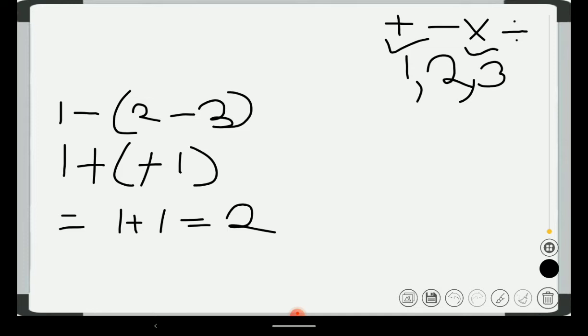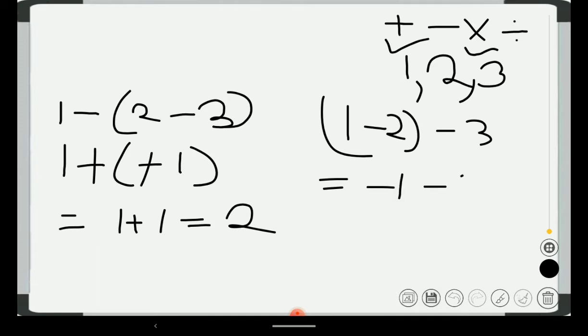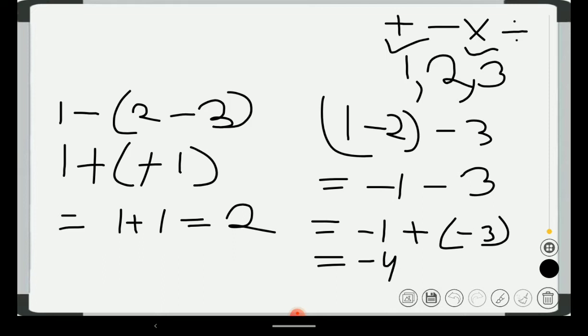And 1 minus 2 minus 3 is equal to minus 1 minus of 3, which is equal to minus 1 plus of minus 3, which is equal to minus 4. So 2 and 4 are not equal. So subtraction does not follow the commutative associative property.